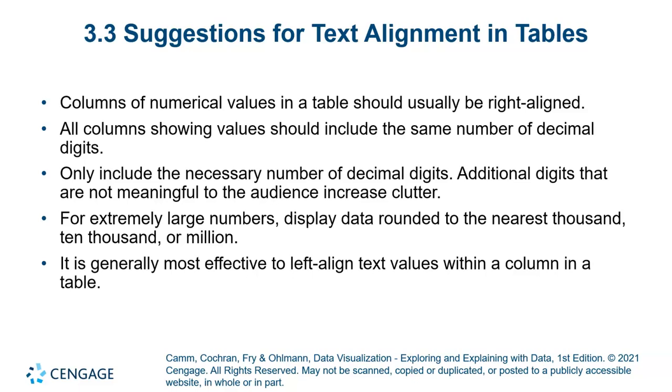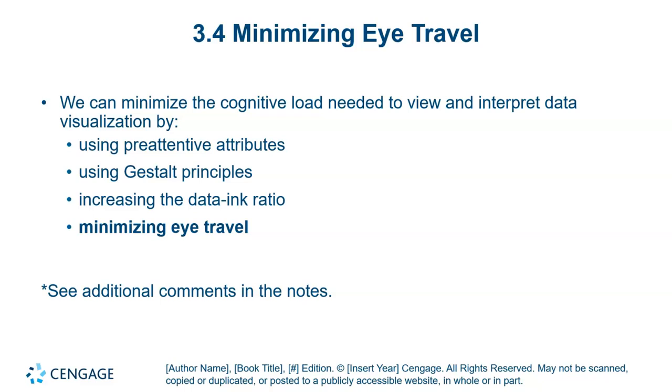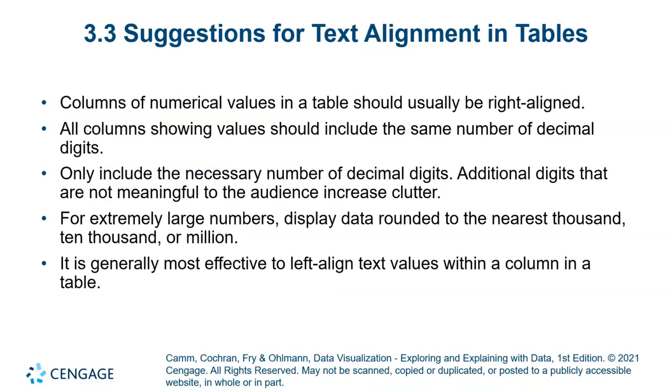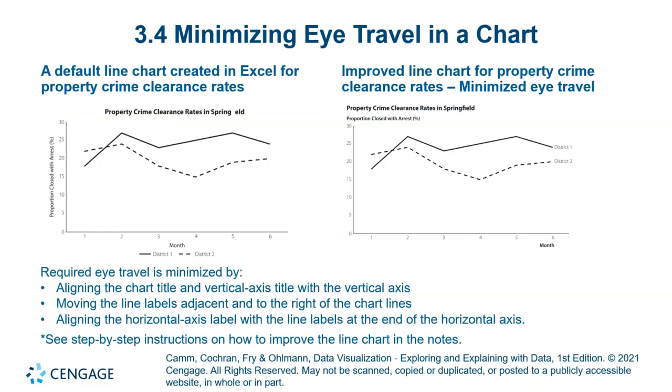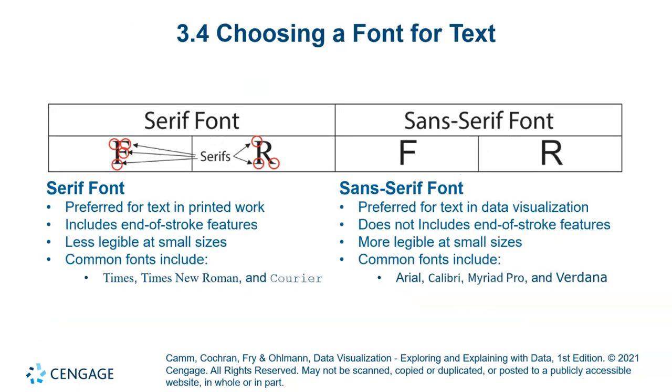Text alignment is also very important in a table, because it minimizes the eye travel. The lower the eye travel, the lower the memory cognitive load. So we can minimize the cognitive load by using pre-attentive attributes, using the Gestalt principle, increasing the data ink ratio, and minimizing the eye travel. Here on the right hand side the travel is minimized, because we don't look for which line it belongs to. For district 1 we already know that the thicker line is for district 1 and the dotted line is for district 2, right? While on the left hand side we need to look down and connect it, so there is more eye travel.